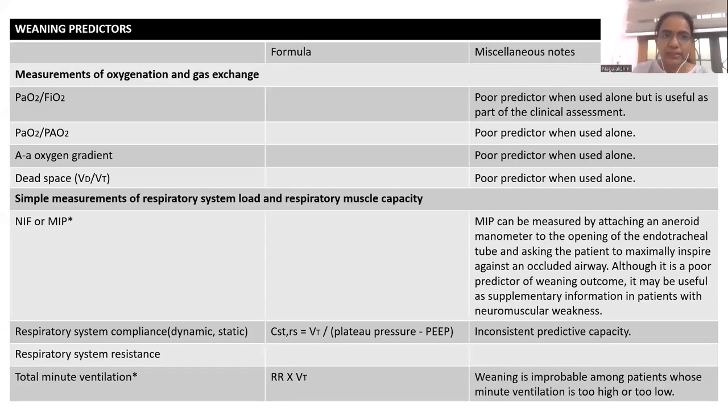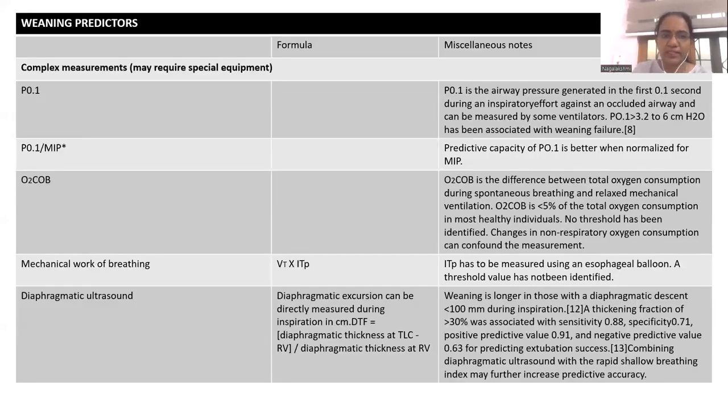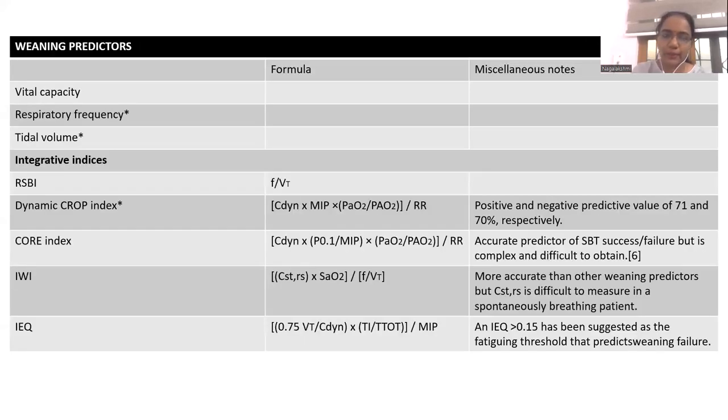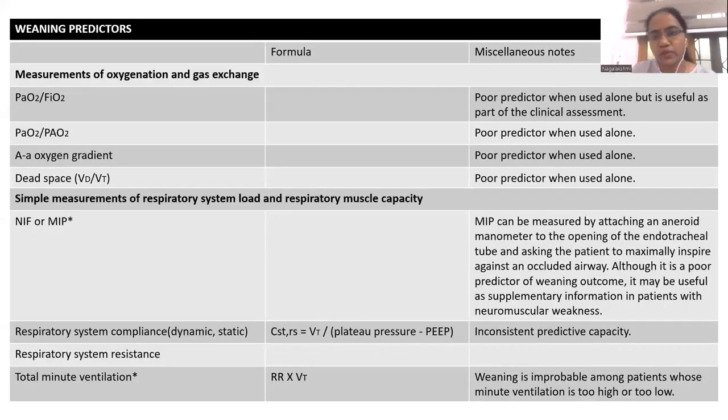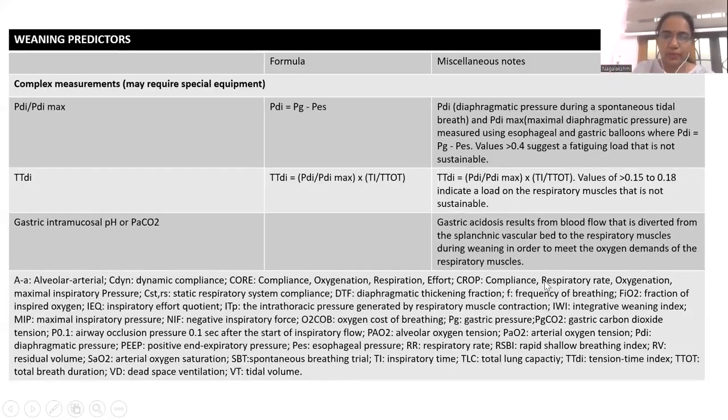So these are the weaning predictors. There are measures of oxygenation and gas exchange, simple measures of respiratory system load, integrative indices, and complex measurements which may require special equipment. So we rely on the measures of oxygenation and gas exchange. That is PF ratio, alveolar to arterial pressure gradient, and dead space ventilation, that is dead space to tidal volume ratio. And most important of all the things is the rapid shallow breathing index, which is an integrative index. So RSBI is the one which I'm going to discuss now.